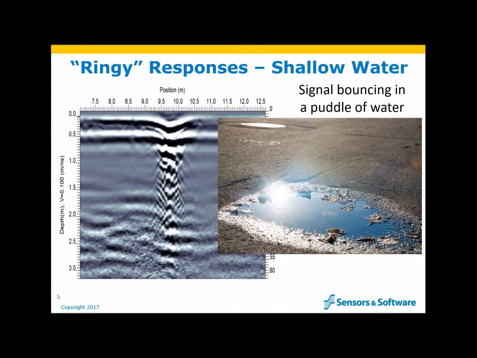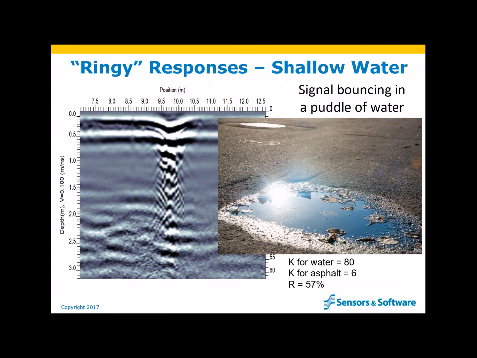Now, I suspect that there are not too many people in my audience doing ice profiling. So let me show you another situation that you are more likely to encounter, a puddle of water. Here is the response that you will sometimes see when collecting a GPR line through a puddle of water. Again, there's a large contrast in materials when going from water to asphalt, and the reflection coefficient is about 57%. So the energy can bounce in this layer several times.